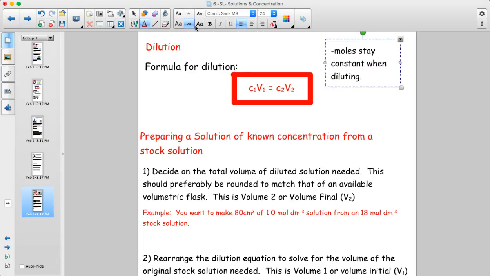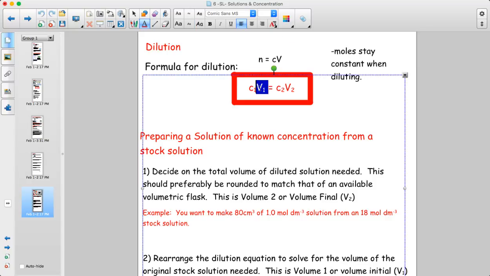Since you're not changing the amount of stuff that's in there, you're just changing how much water it is spread out in. And so if you think about it, the equation for concentration was n equals CV. So moles equals concentration times volume. So we can apply that equation and say that at the beginning, before we dilute, C1, the original concentration, times the original volume gives us the original moles. If we add a bunch of water to it, the moles still has to equal that same amount. So basically this equation says moles at the beginning equals moles at the end when we're diluting.